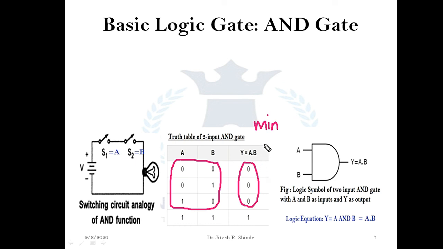Now the logical operator for the AND gate is the dot symbol. A dot B. In some books it may be written as AB. But remember, the logical operator for the AND gate is the dot symbol. It just resembles a multiplication operation. Hence the output of the AND gate is called the product term.